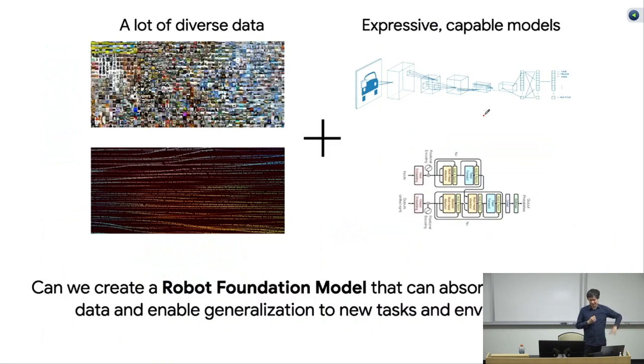Now we have a lot of diverse data collected from the internet. We have these expressive and capable models. The question is how we can leverage them to build a robot foundation model that can absorb internet scale data or robot data and enable generalization to new tasks and environments.